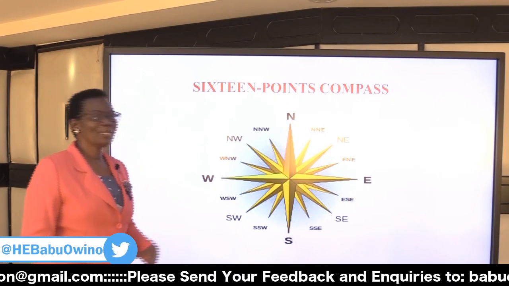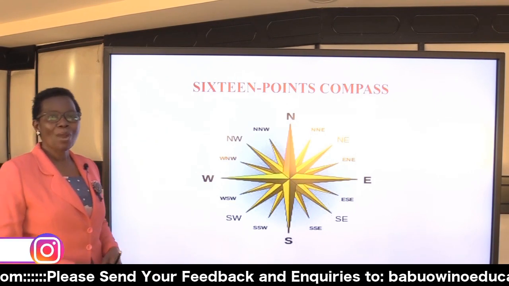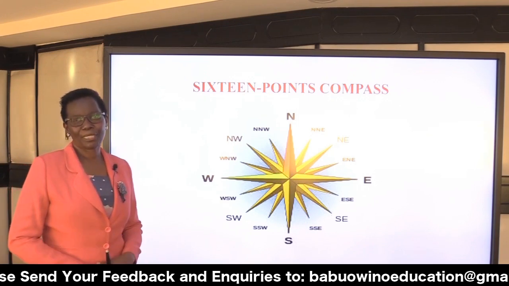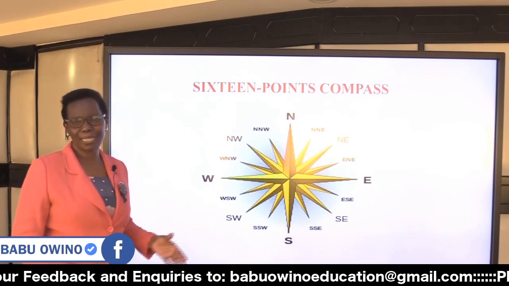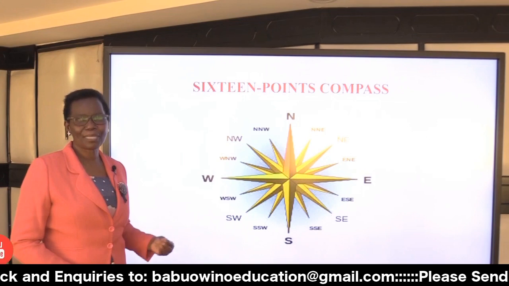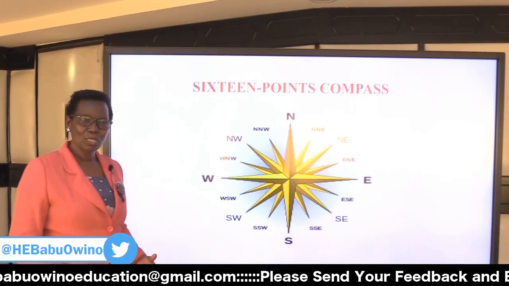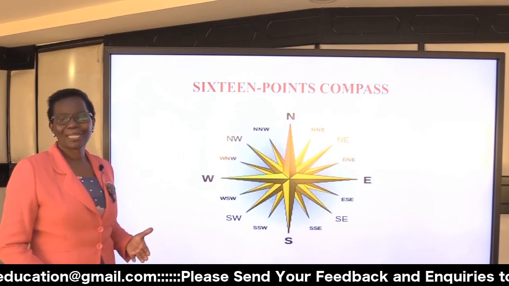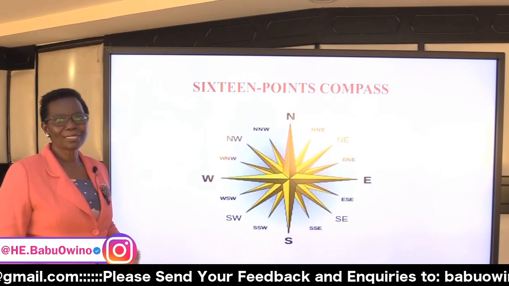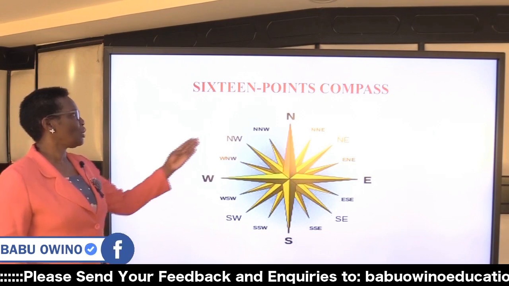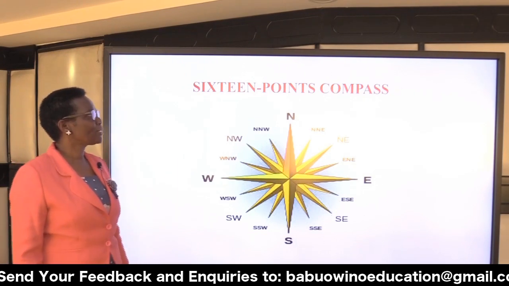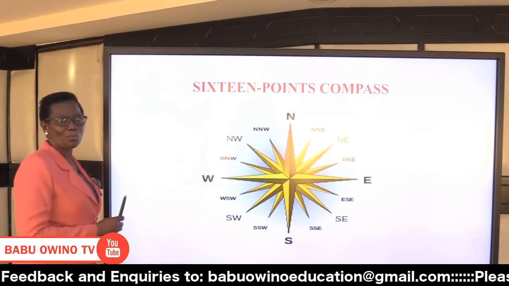So this one now will give us better directions. Why? The four compass points cannot give us all those directions. Maybe there's something that you want to identify, but it can be found in south-southeast. So you'll not be able to get it correctly. You'll go a long distance looking for it. So we call this one the 16 point compass. I hope we are still together.